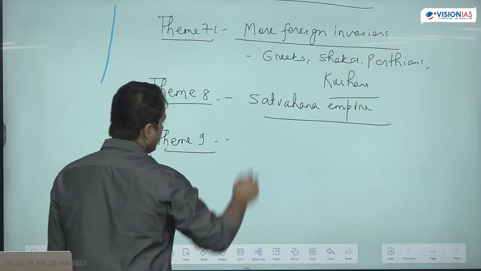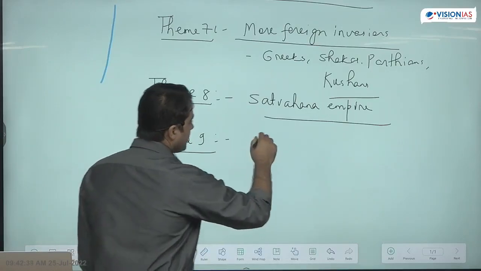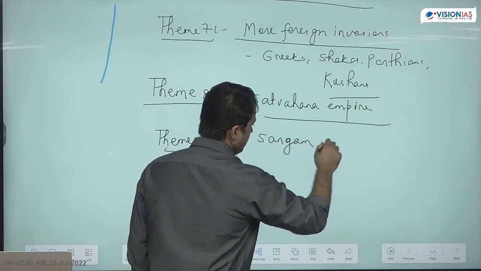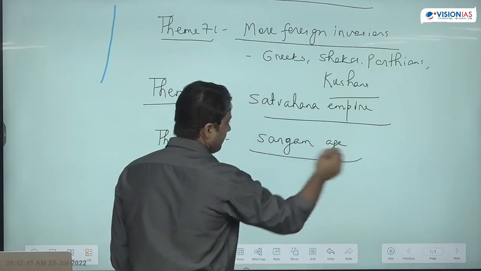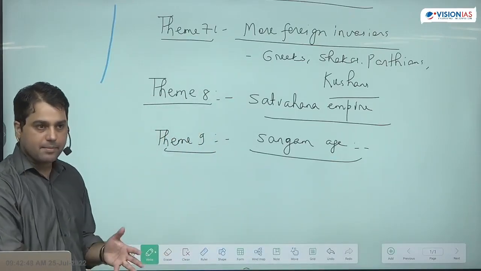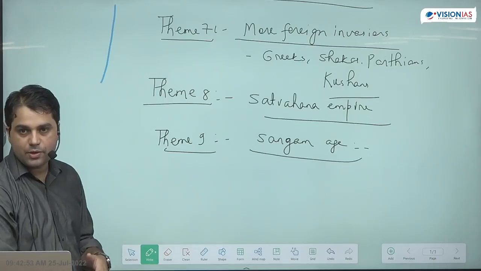And theme 9, I'm going to talk about what is happening in the southernmost part of the country. So the next theme which we are going to discuss will be Sangam Age. Now Sangam Age talks about development which happened in the region of Tamil Nadu and Kerala. And 3 important kingdoms we are going to discuss here, Cholas, Cheras and Pandyas.